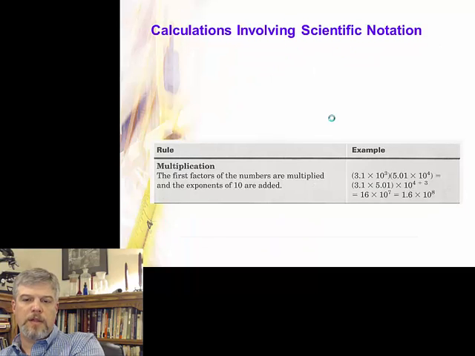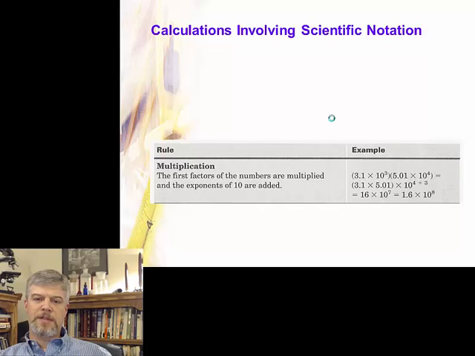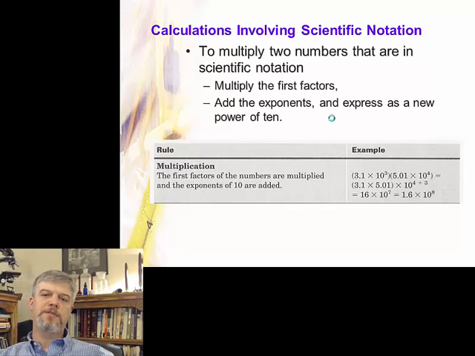Okay, if you're multiplying two numbers with scientific notation, you do things a little differently. To multiply two numbers that are in scientific notation, you will multiply the first factors. Here's an example, and by the factors we mean the numbers in the front, so that number there and that number there. Multiply 3.1 times 5.01.